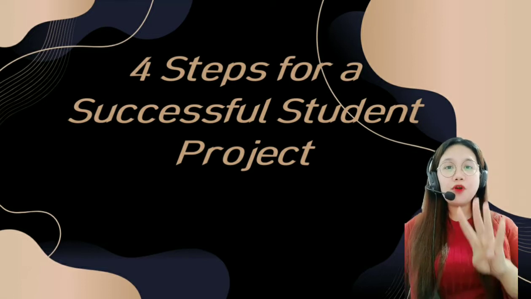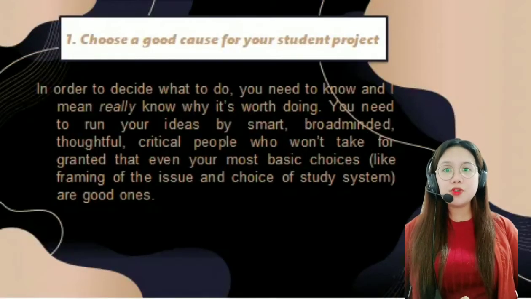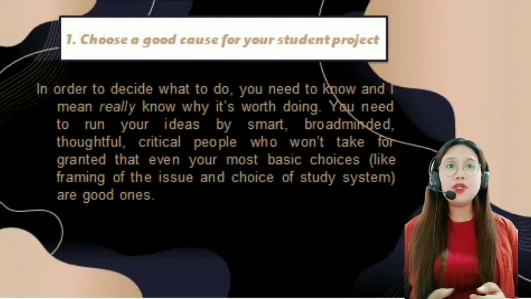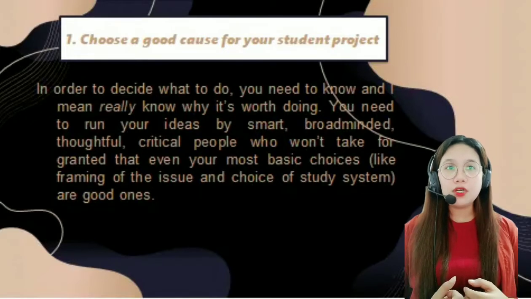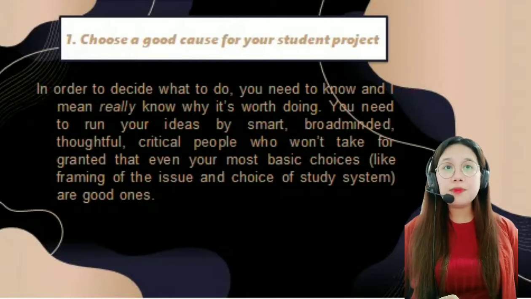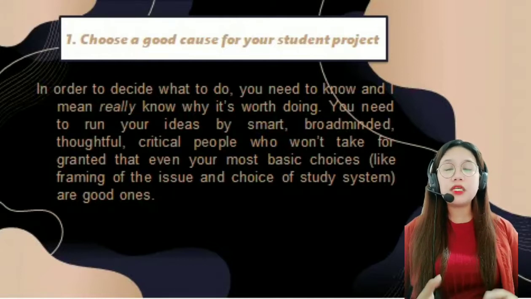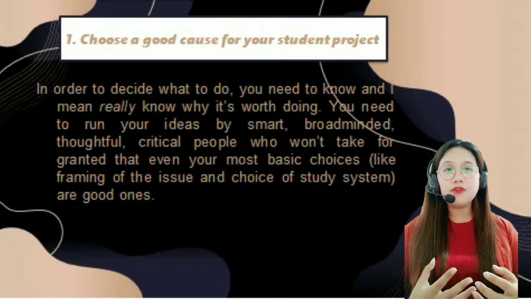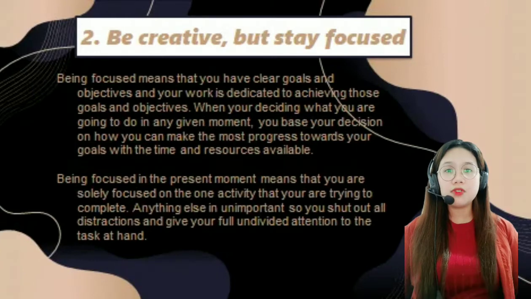So there are 4 steps for a successful student project. So the first one is choose a good cause for your student project. So in order to decide what to do, you need to really know what is worth doing. So you need to run your ideas by smart, broad-minded, truthful, critical people who won't take for granted that even your most basic choices, like framing of the issue and choice of a study system, are good.